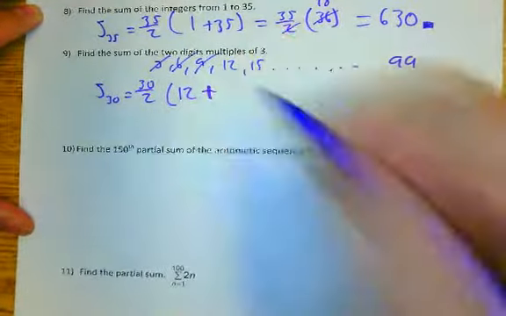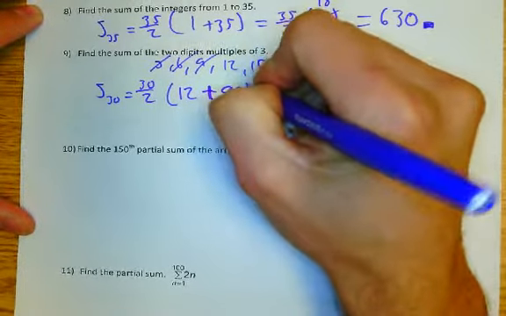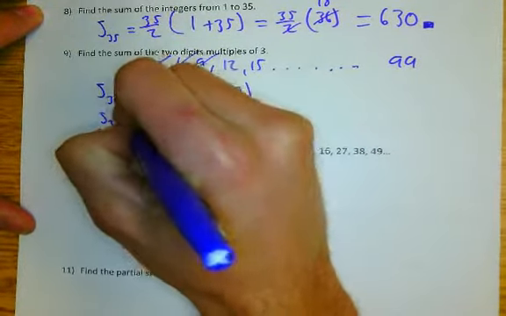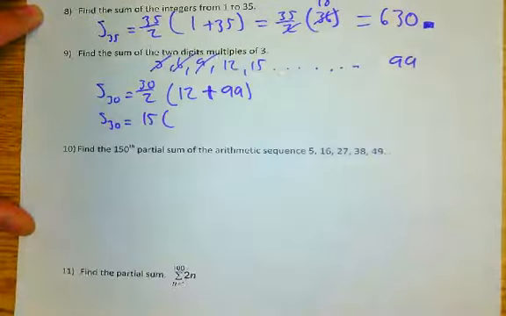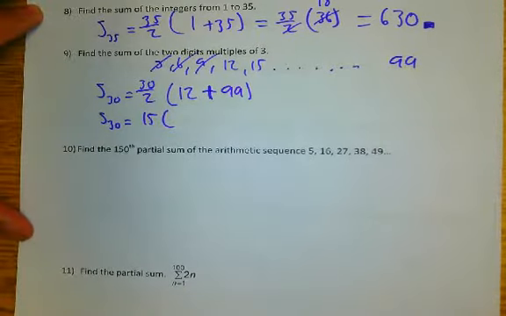111. Okay. And 111 times 15. 1665. How did I get 30?